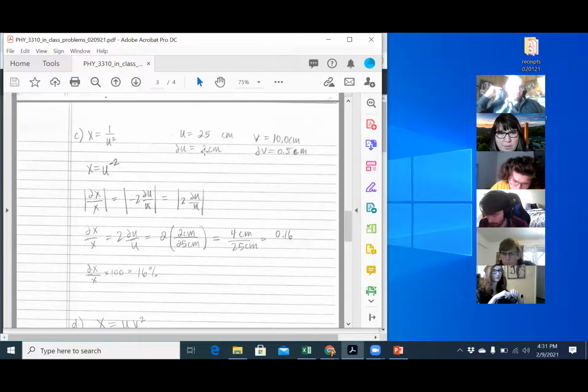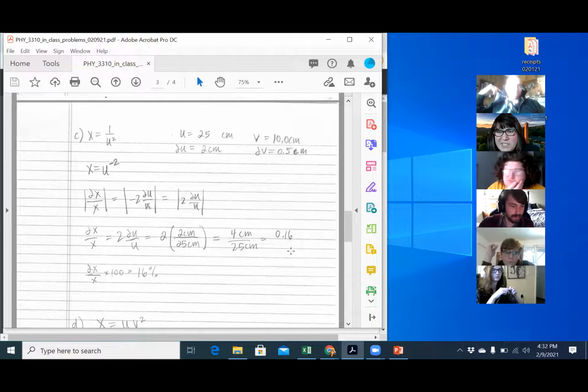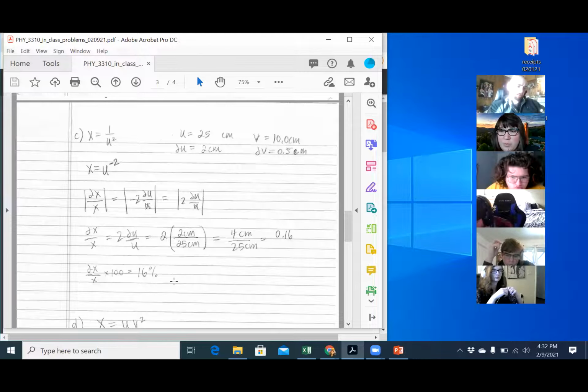We are told the uncertainty for U was 2 centimeters and for V was 0.5 centimeters. And so I substitute here 2 centimeters for delta U, the uncertainty in U, and 25 centimeters for the measured value U, and got 0.16, which really should have been 0.2 based on the sig figs. So I really probably should have had a 20% here, but it's on the borderline of making the value much bigger by rounding to one sig fig. So in this case, I left it as 2 sig figs. Is that what you got, Sean, kind of?